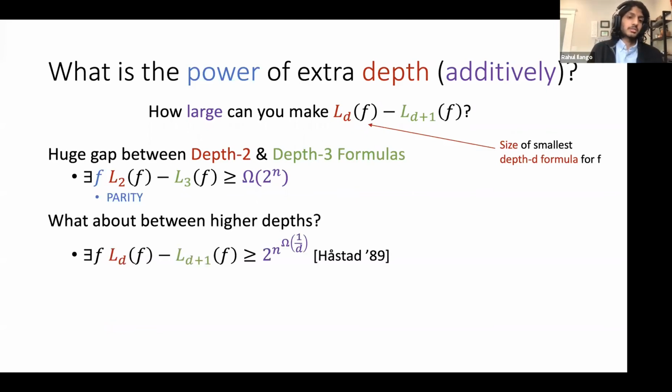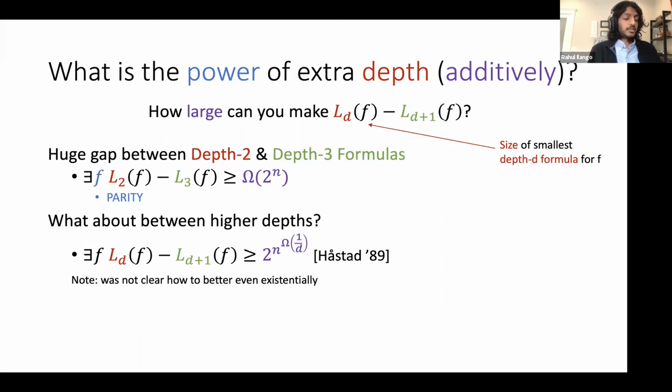As far as I know, the best result for higher depths comes from these depth hierarchy theorems of Hastad. And he showed that there exists a function f such that the difference between depth d complexity and the depth d plus 1 complexity is roughly 2 to the n to the 1 over d. And in fact, he proved something much stronger. He proved that there exist functions such that this quantity is exponential and this quantity is linear. So it's much stronger than an additive separation by itself. Yeah, so this is the best thing I think was known.